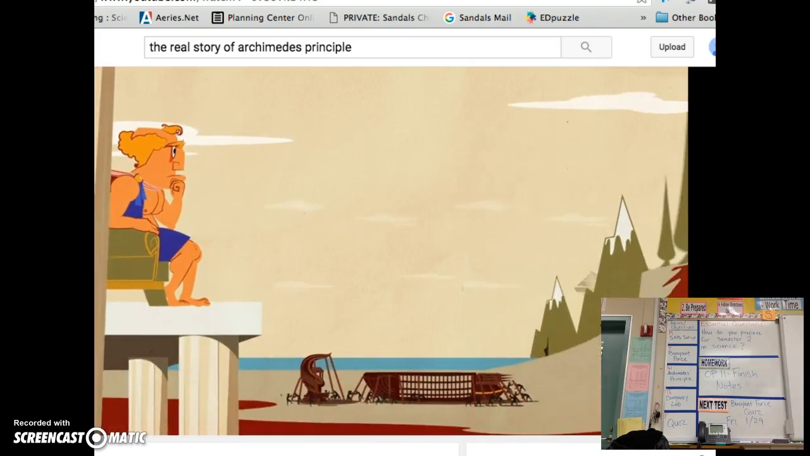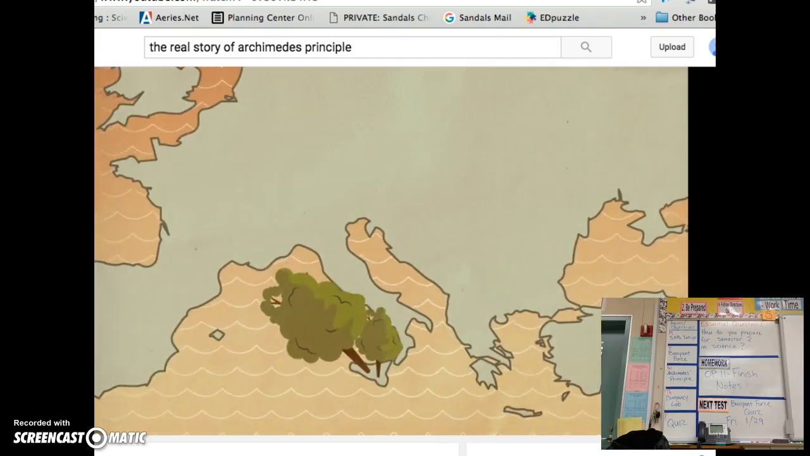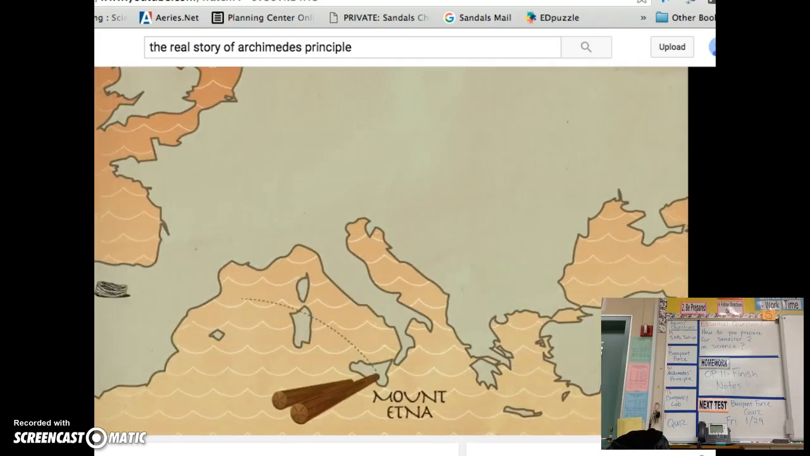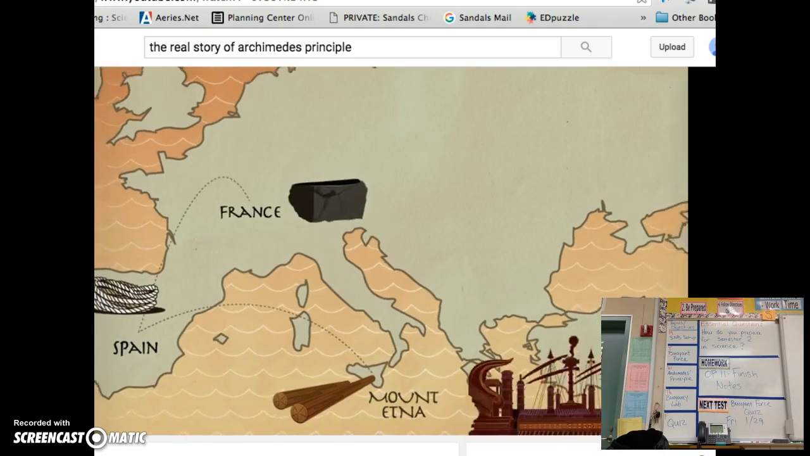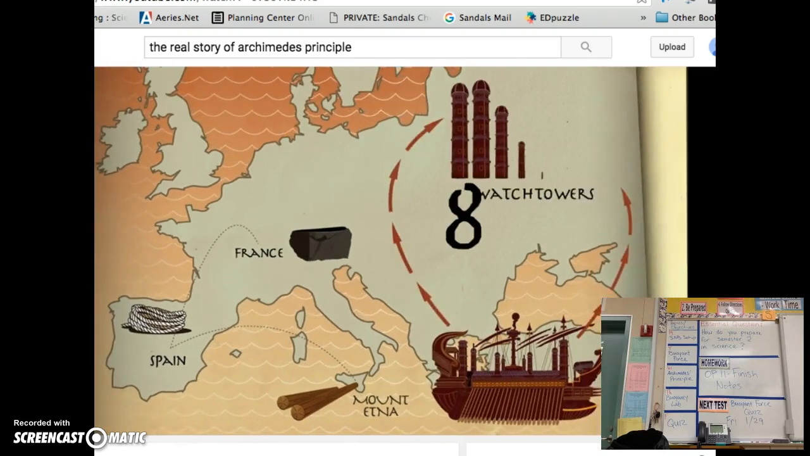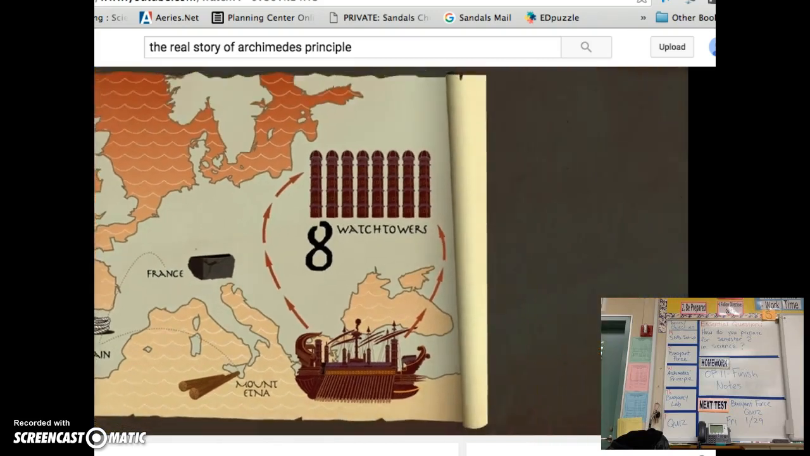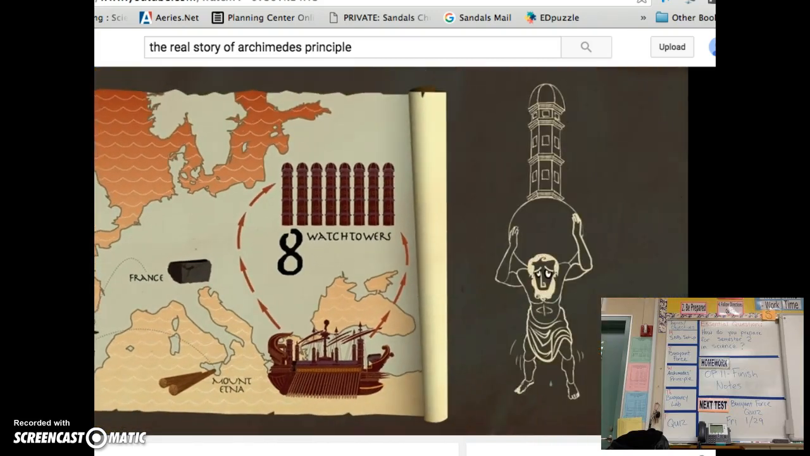Hundreds of workmen were to labor for years on constructing the Syracusia out of beams of pine and fir from Mount Etna, ropes from hemp grown in Spain, and pitch from France. The top deck, on which 8 watchtowers were to stand, was to be supported not by columns, but by vast wooden images of Atlas, holding the world on his shoulders.